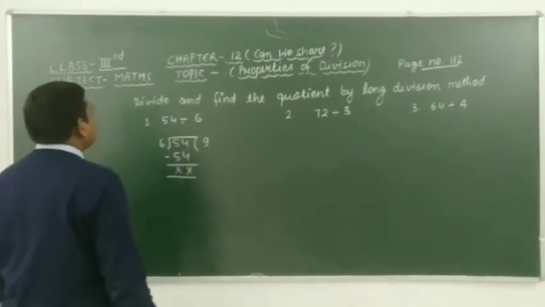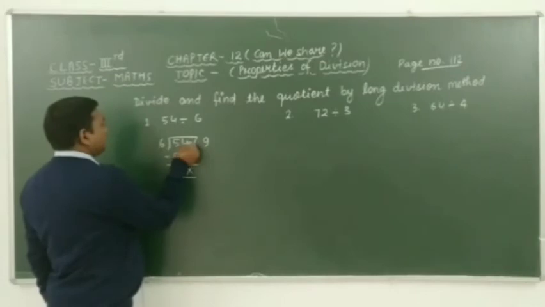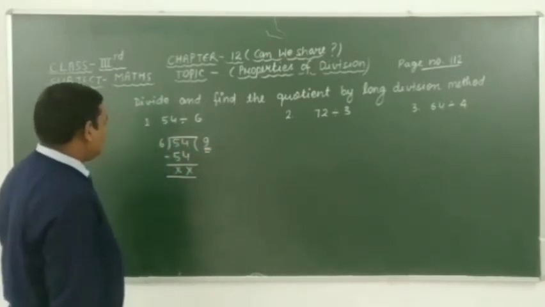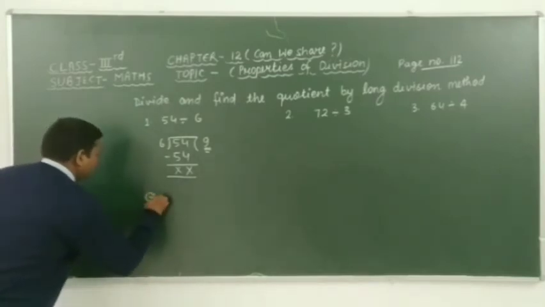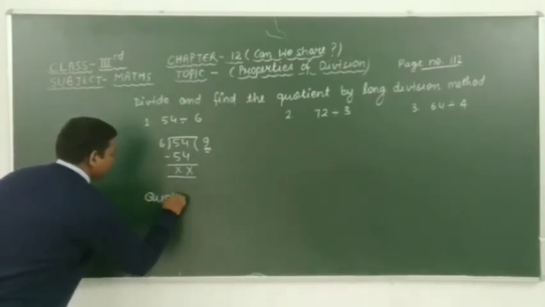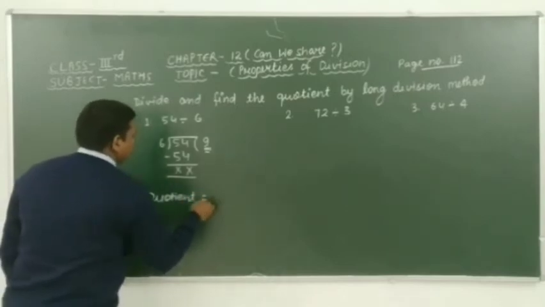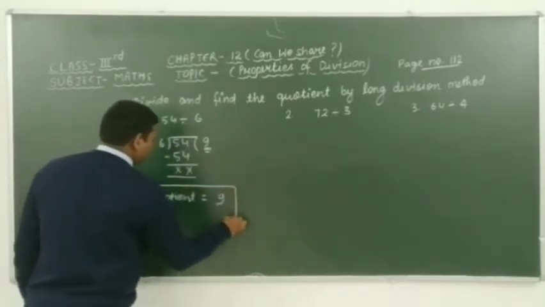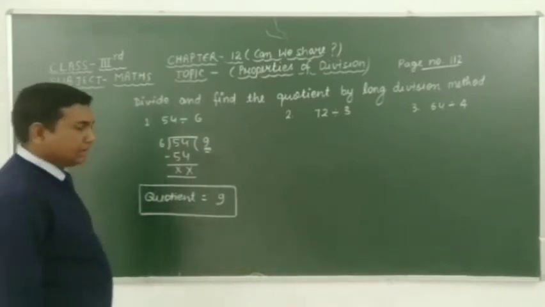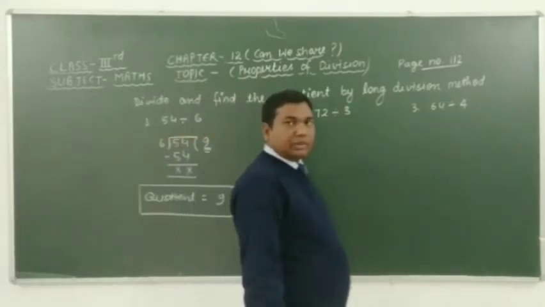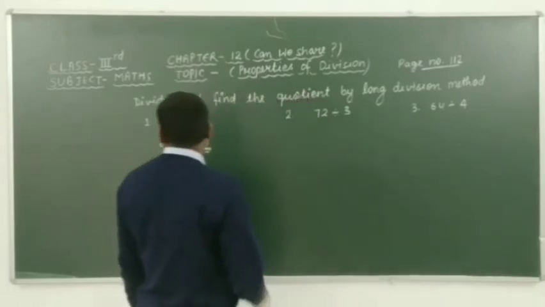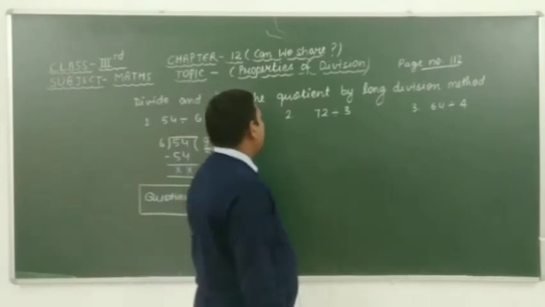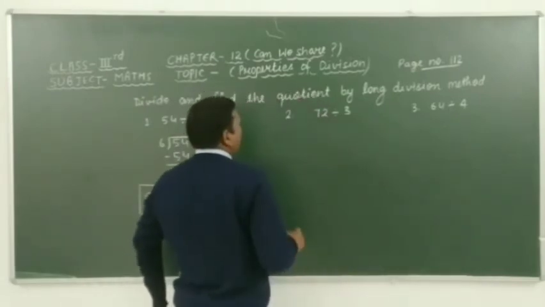Okay students, after dividing these we get 9 as the quotient. Then the quotient of this question is 9. It means that the answer is equal to 9. Okay students, similarly we can solve all the questions. Now let's start the solution of question number 2.